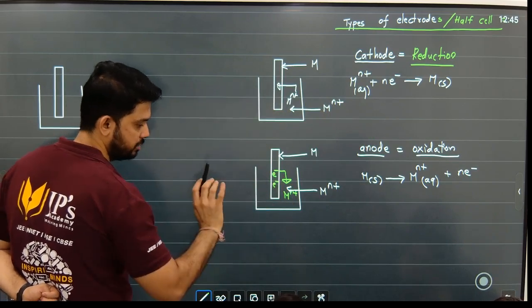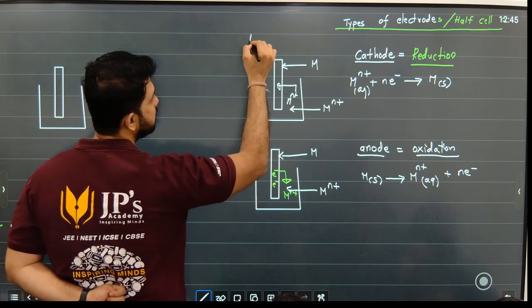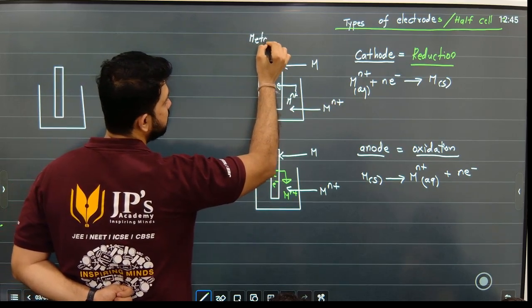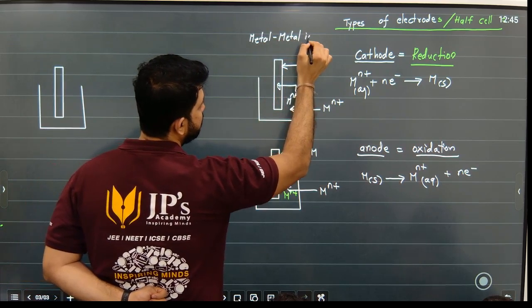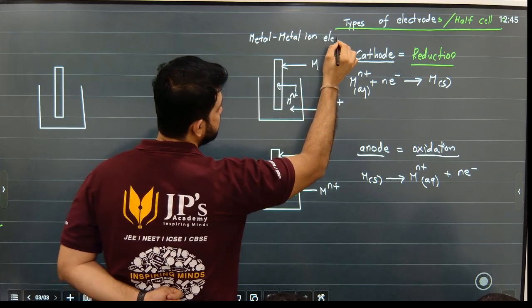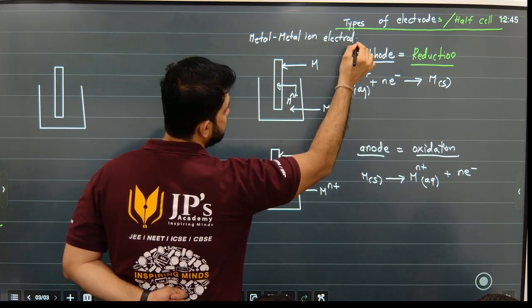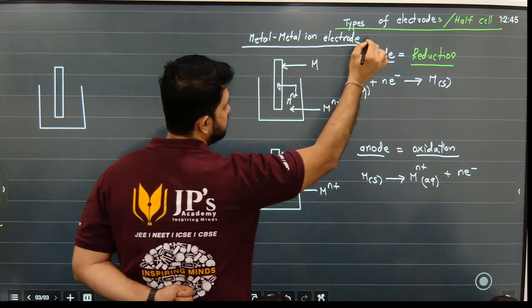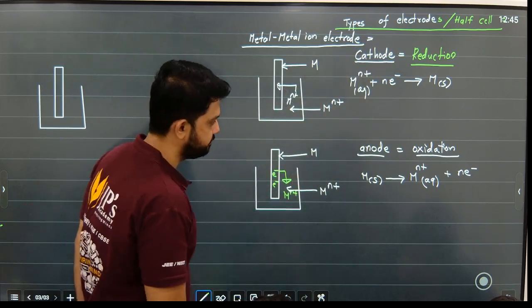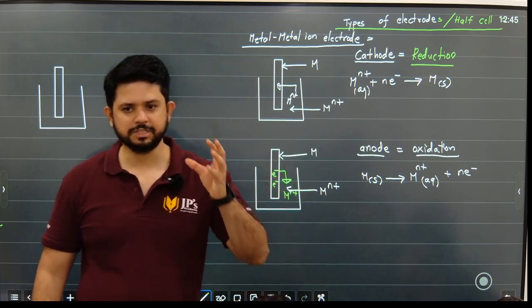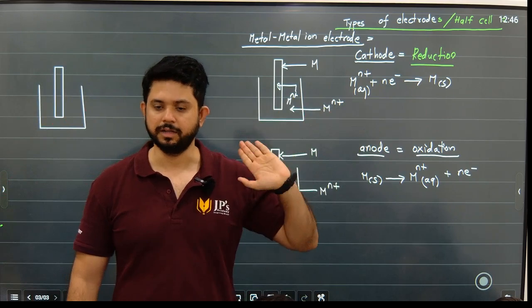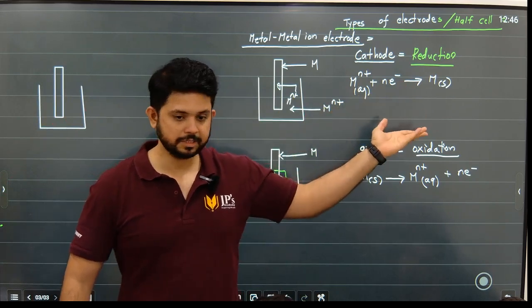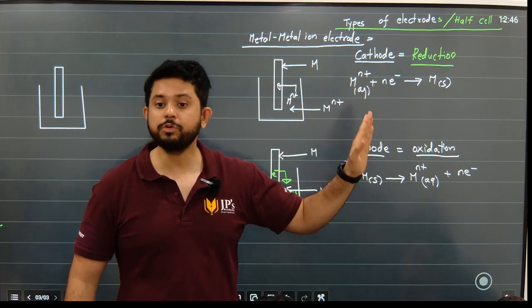Such an electrode is called a metal-metal ion electrode. What do we call it, people? As the name suggests, the metal is dipped in its metal ion solution. Now it can become a cathode, and it can also become an anode. How will you represent them?